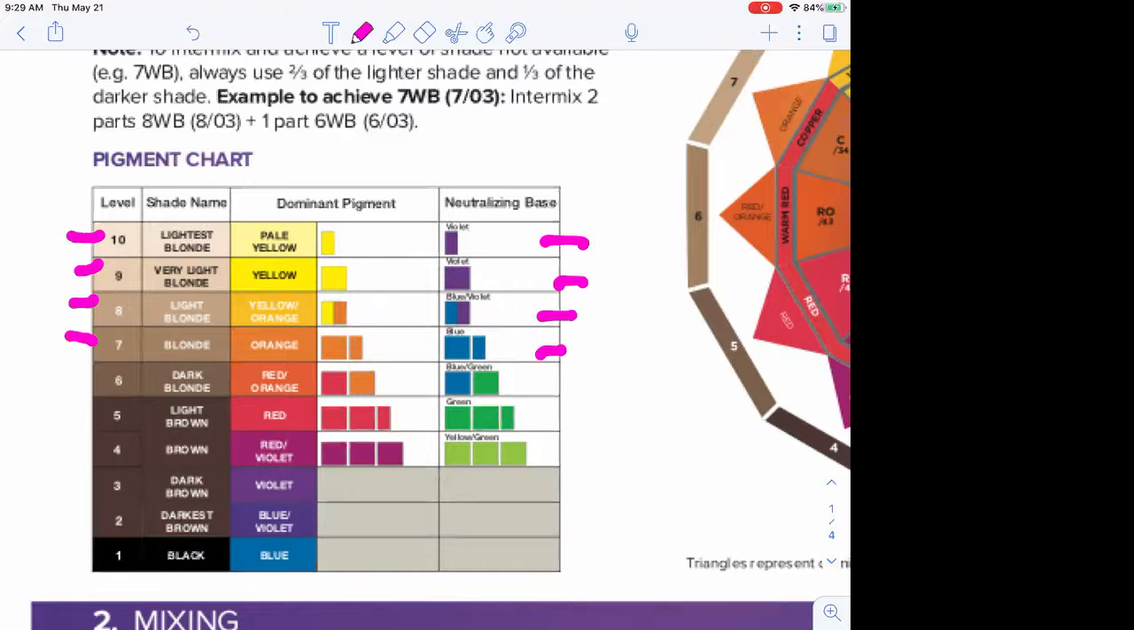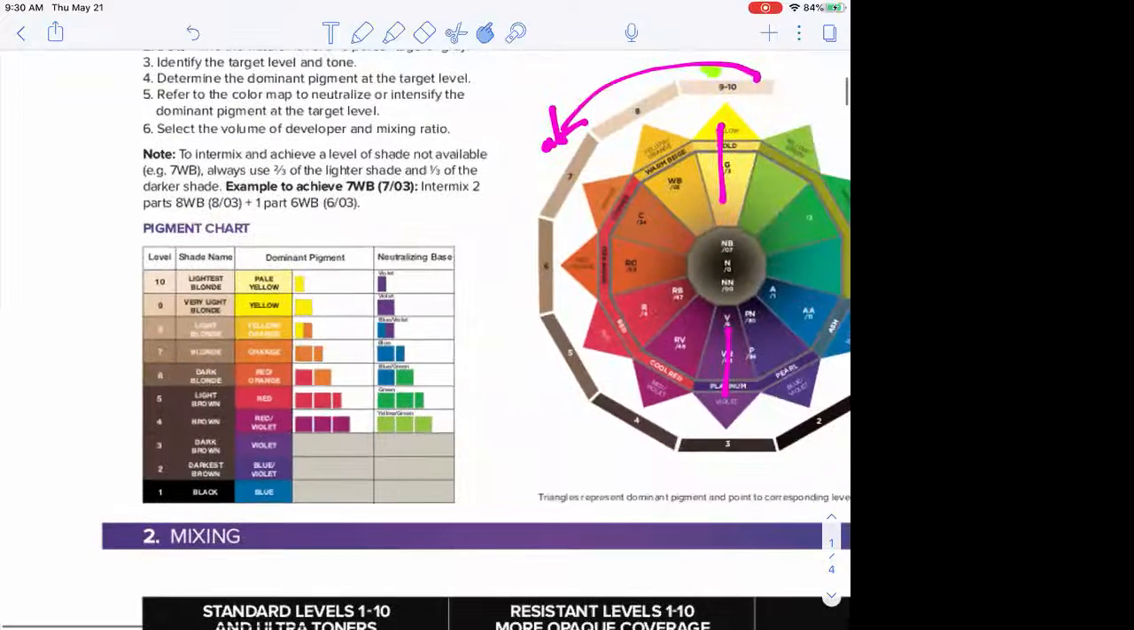So basically, these pigment charts exist. They're in your theory book. These don't change no matter what line of color you're choosing to use, whether it's Paul Mitchell or Wella or anybody. So this is going to be universal across the board, just because of the laws of color.